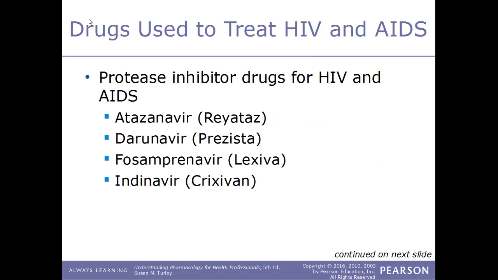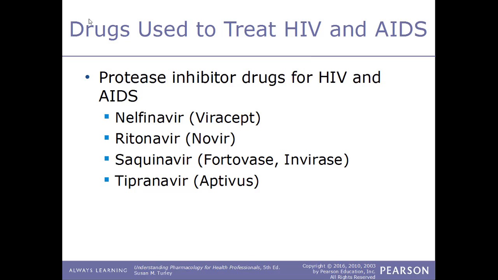Some examples of protease inhibitors include atazanavir, also known by the brand name of Reyataz, darunavir, known by the brand name of Prezista, fosamprenavir, known by the trade name of Lexiva, indinavir, known by the trade name of Crixivan. Some other examples of protease inhibitors: nelfinavir, known by the name Viracept, ritonavir, known by the brand name of Norvir, saquinavir, known by the brand names of Invirase and Fortovase, and tipranavir, known by its trade name Aptivus.